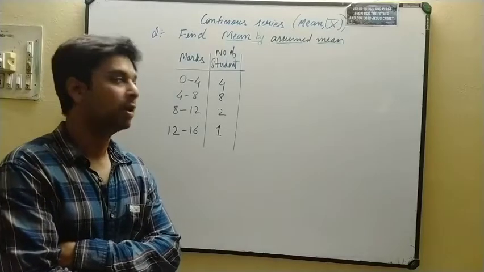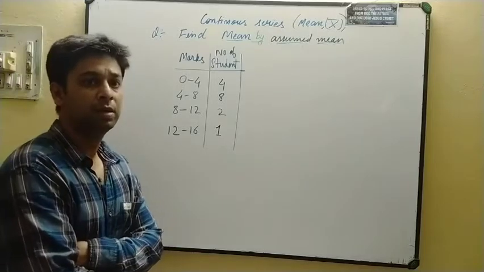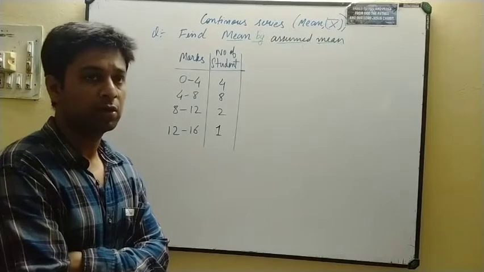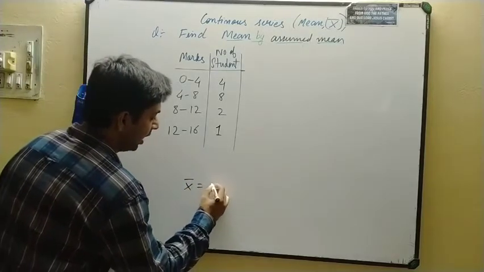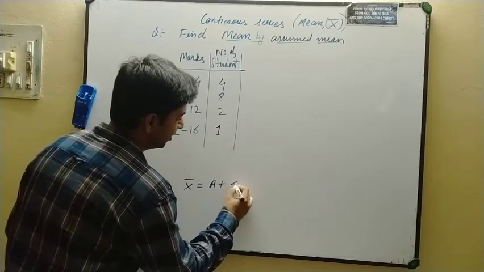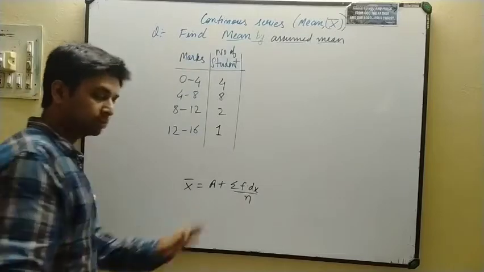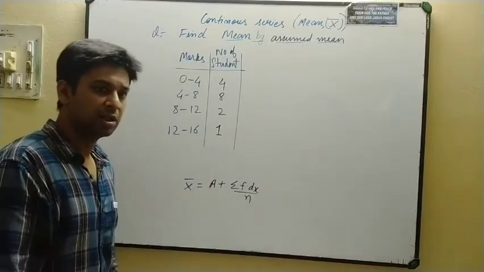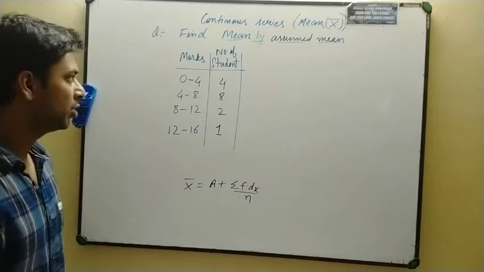Good work, students. Now the next question we will do through the assumed mean method. In the assumed mean method, what formula are we going to apply? The formula will be x bar is equal to a plus summation of f into dx by n. In case of mean deviation, this will be dx dash, but that is a different scenario. We'll look into it. But as of now, this will be the formula which we will be using.